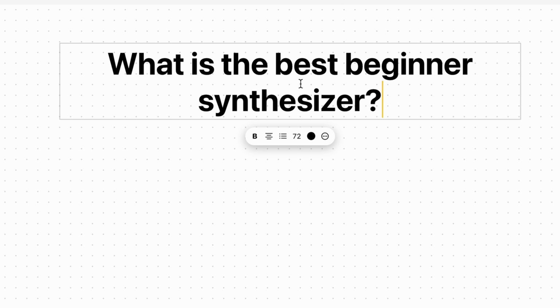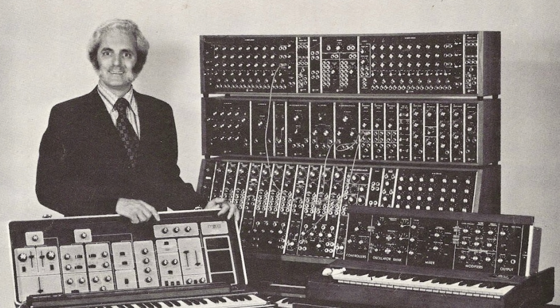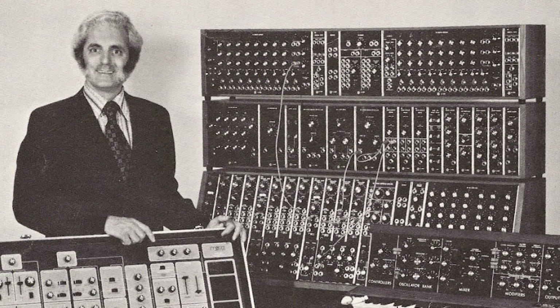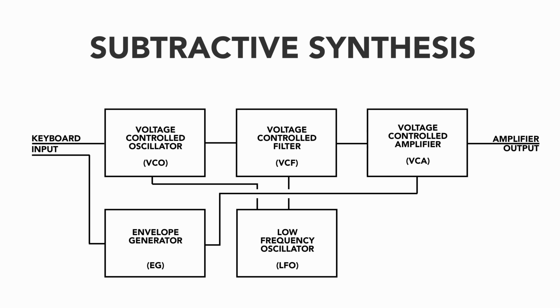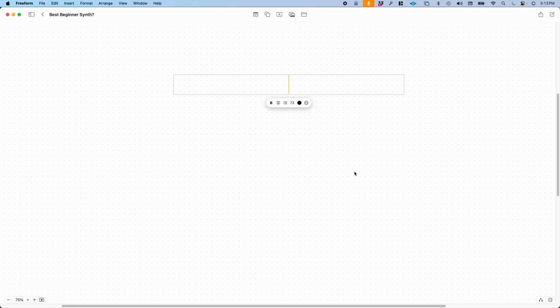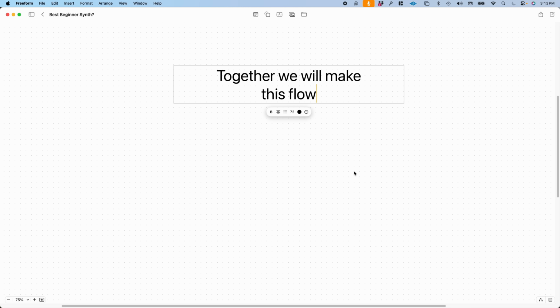In our quest, I'm going to be assuming that what you want is to learn the most classic kind of synthesis, the kind that was made famous by Moog in the 70s. That's actually called subtractive synthesis, and it's the kind that most people start with. We're going to build this chart together, and we're going to do it kind of as a series of questions.